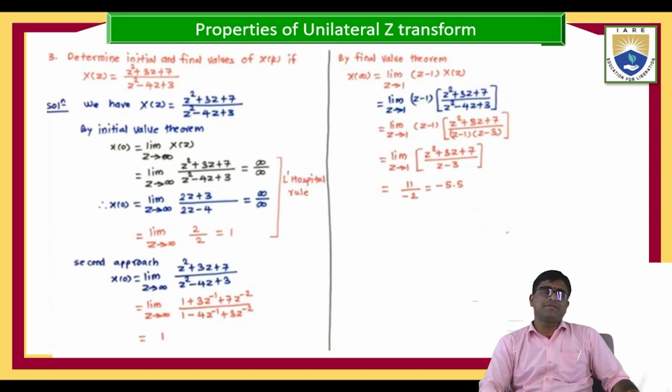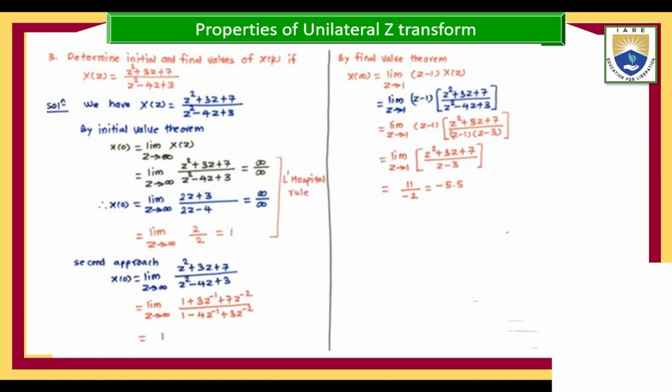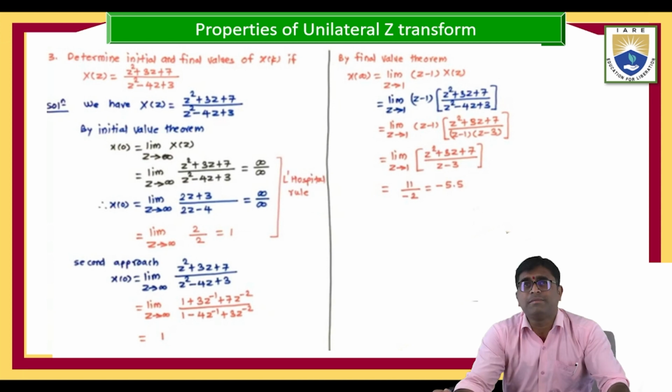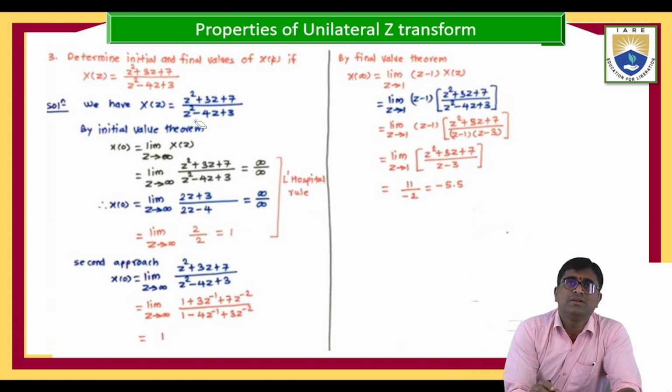Coming to the third problem: determine the initial and final values of x of k. In the last class we saw the initial value theorem and the final value theorem, and we have taken notes on them. Today in class we take the problems. The problem is X of z equals z squared plus 3z plus 7 over z squared minus 4z plus 8.